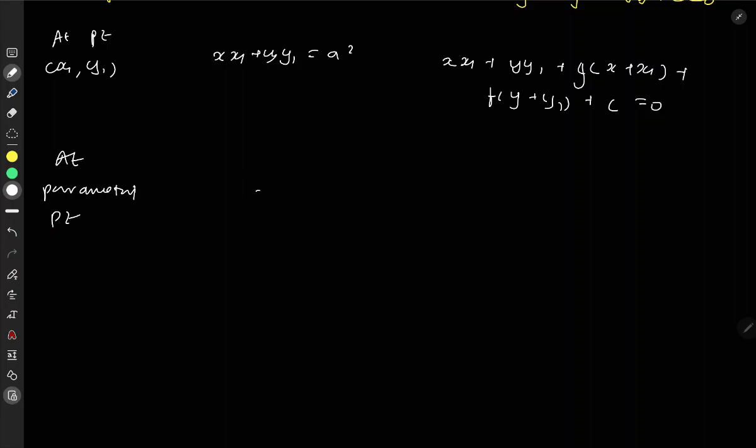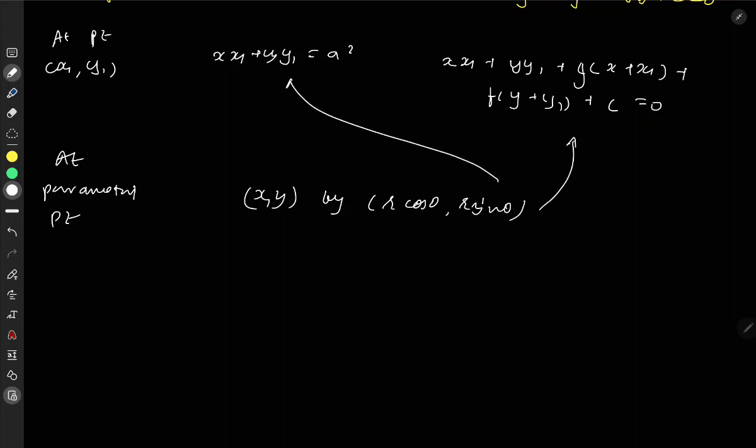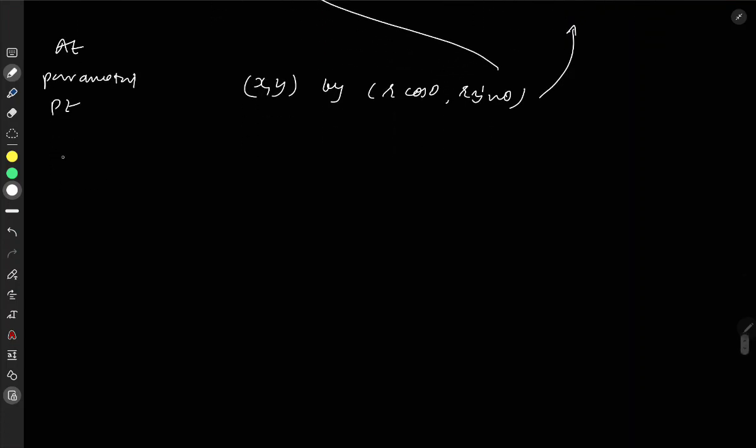At a parametric point, we would replace x comma y by r cos theta comma r sin theta in the above equations only; we won't waste time writing those again. The slope form is more important. The slope form is just as in straight lines: y equals mx plus minus a under root of m square plus 1.